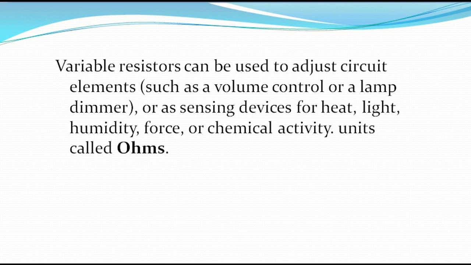Now, a variable resistor can be used to adjust circuit elements, just as I explained before. A variable resistor can be used to adjust circuit elements, such as volume control or a lamp dimmer, or as sensing devices for heat, light, humidity, force, or chemical activity. The unit of resistor is called ohms.